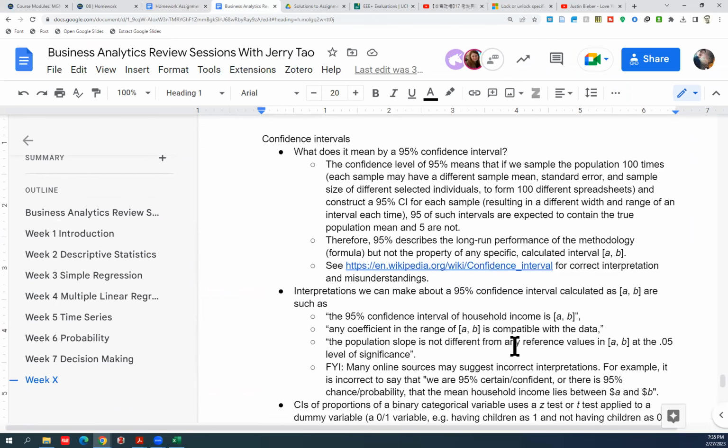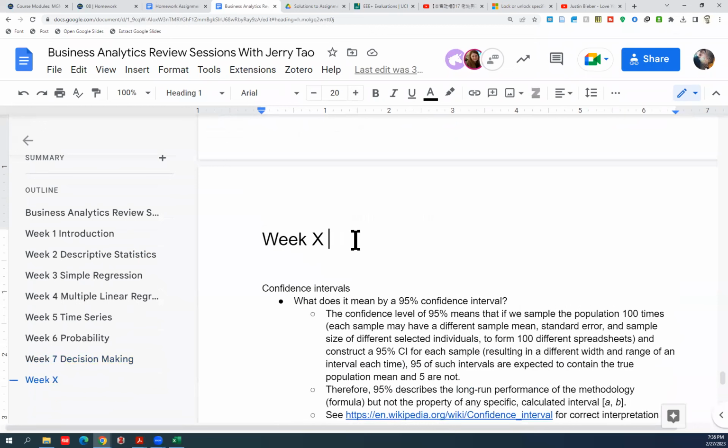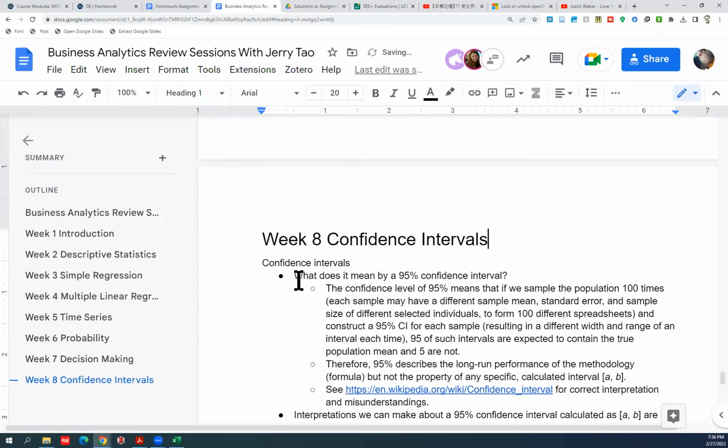Let's first look at this proportion, okay? That's, well, I can call that week 8 now. Confidence intervals.